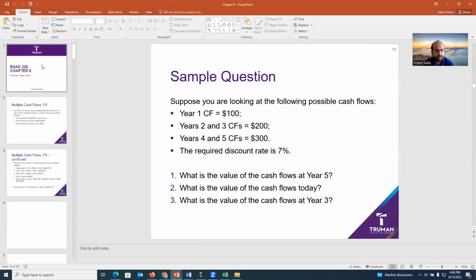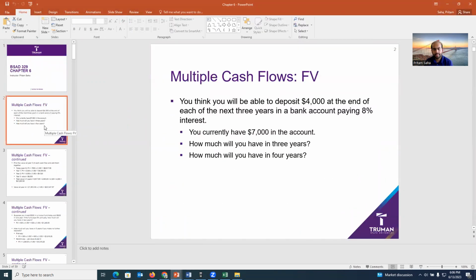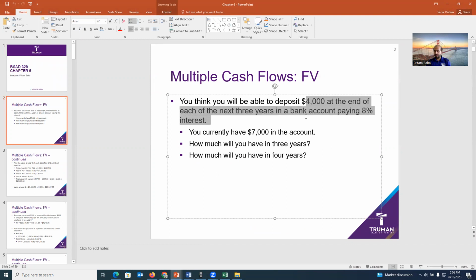Now let's move on here, chapter 6. Let's say you think you will be able to deposit $4,000 at the end of each of the next 3 years. That means end of year one, year two, year three. The bank account is going to pay 8%. Currently you have 7,000. That means at year zero, today, you have 7,000. How much will you have in 3 years? How much will you have in 4 years?